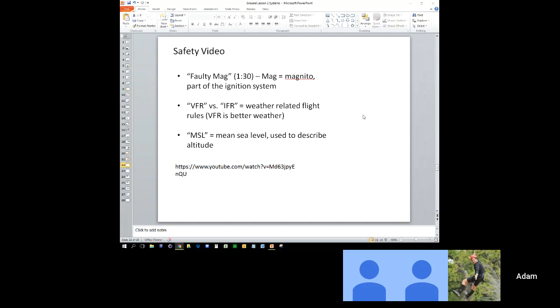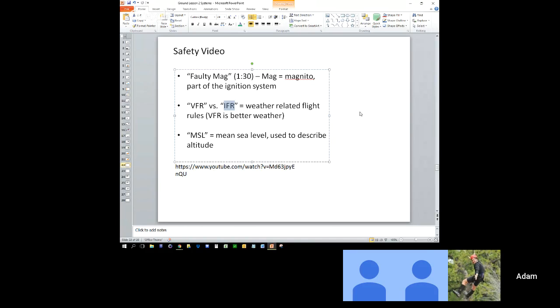So during the video, you're going to hear the term faulty mag. Well, we know now after today's class that means magneto. And he uses the term faulty mag to indicate that he thinks he has a faulty magneto in his ignition system. You're going to hear the terms VFR and IFR, and what those mean are visual flight rules and instrument flight rules, and they simply indicate the type of flying the pilot does. Because he is in bad weather conditions, he is flying IFR, or instrument flight rules.